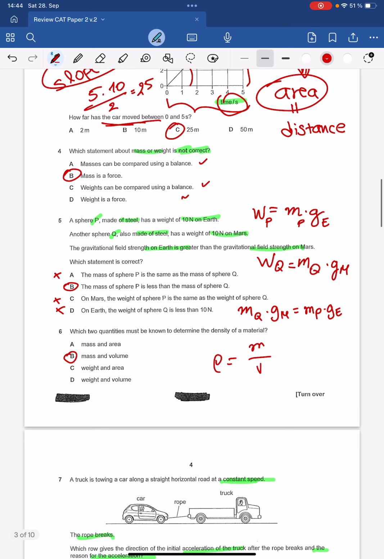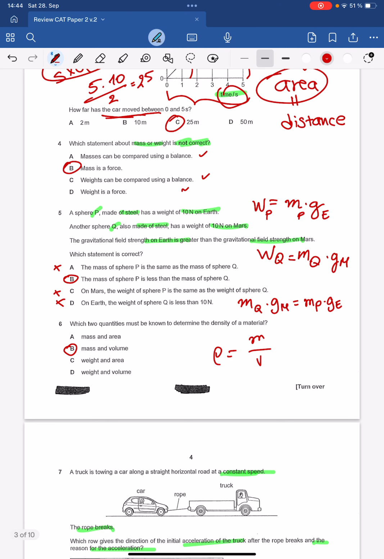Now, question 5 would require some more analysis or thinking, so it would require more of your time. A sphere P made of steel has a weight of 10 newtons on Earth. Another sphere Q, also made of steel, so same material, has a weight of 10 newtons on Mars. The gravitational field strength on Earth is greater than the gravitational field strength on Mars. So now I'm starting getting information about the problem.